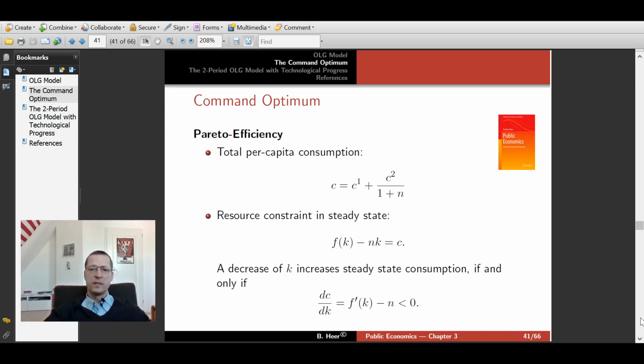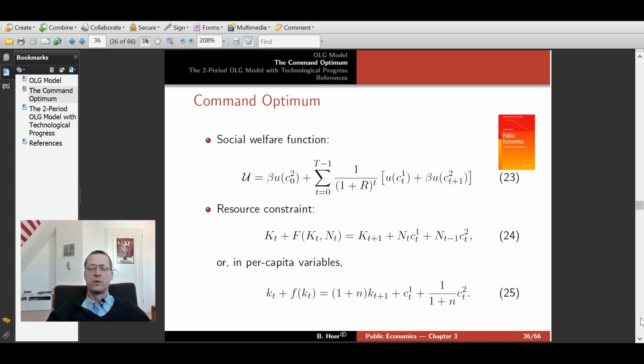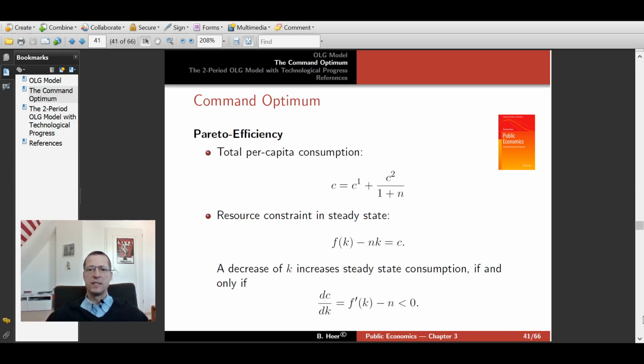Our resource constraint in steady state simplifies to production minus n times k is equal to consumption c. We can see this from resource constraint 25. Here, when we set C1t to C1 and C2t to C2, then we have total consumption per young worker. And if we set kt equal to kt+1 equal to k, then just n times k is left over on the right-hand side, and this is equal to f of k. So equation 25 in steady state becomes f(k) minus nk is equal to c.